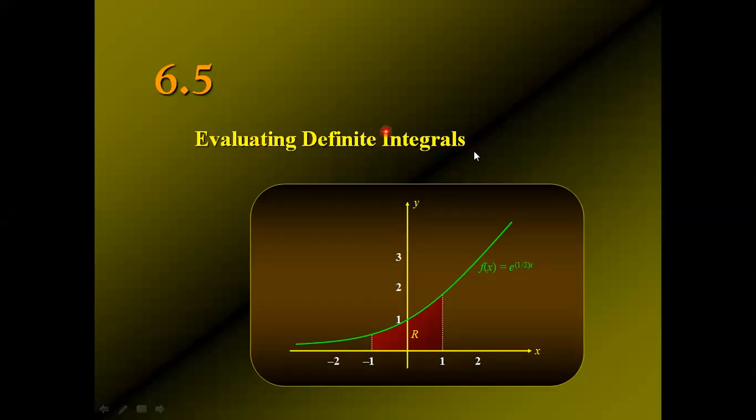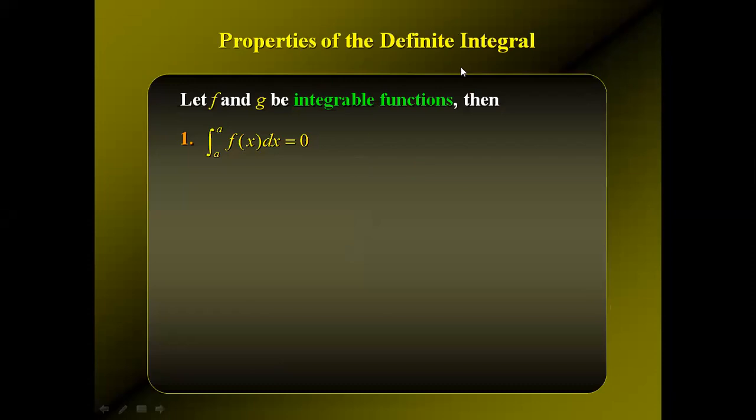Now evaluating definite integrals. Suppose this is the function f of x and this is the red area. How can we find these types of area? Properties of definite integral. Let f and g be integrable functions. Then the integral from a to a of f of x dx is 0. If the upper and lower limits are equal, then the area will be 0. And the integral from a to b of f of x dx can be written as minus the integral from b to a. If we change the interval, lower to upper and upper to lower, then this will be negative.